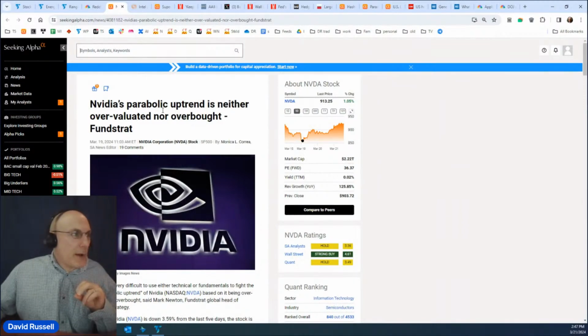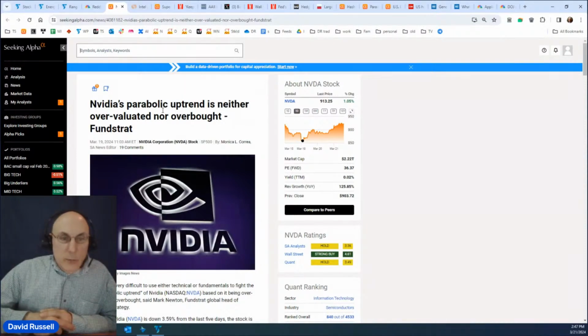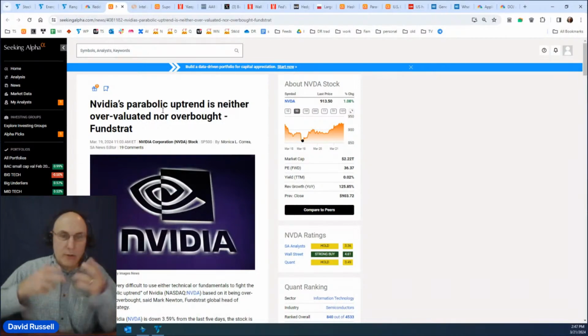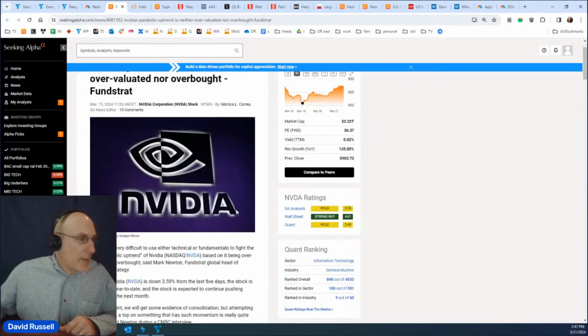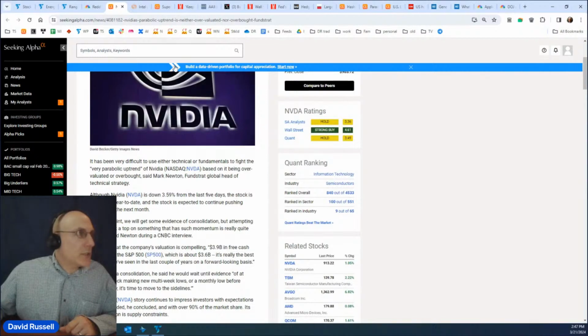Nvidia's parabolic uptrend is neither overvalued nor overbought. When you really look at it, it is still modestly early in this cycle. I think most businesses are just starting to do stuff with AI, and at this point the demand is just going to be there for a while. And Nvidia is that go-to name. I thought it was interesting to see this.